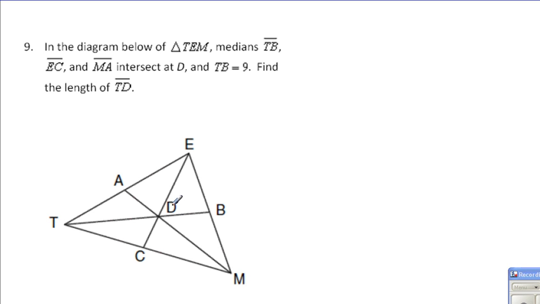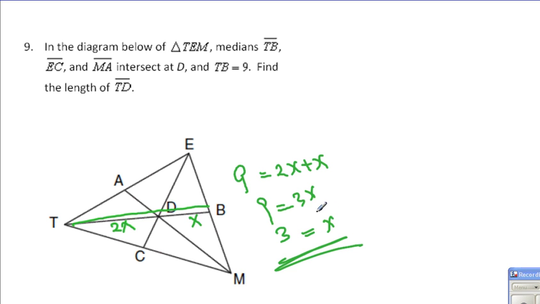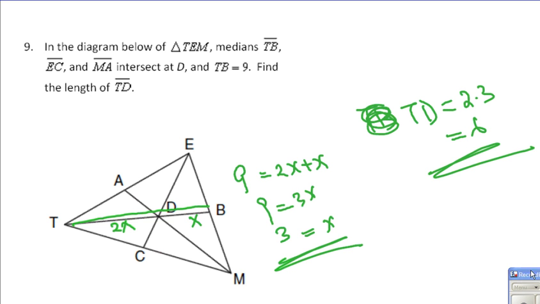Alright, as soon as you see this triangle, we have to realize that there is a 2-to-1 ratio, because medians trisect each other. So here, TB is equal to 9. That means this portion becomes 2x, and this portion has to be equal to x. And what is equal to TB? So we have 9 must be equal to 2x plus x. That means 3x is equal to 9, where x equals 3. Now, what we're looking for is TD, which is equal to 2 times 3, which is equal to 6. That is our answer.